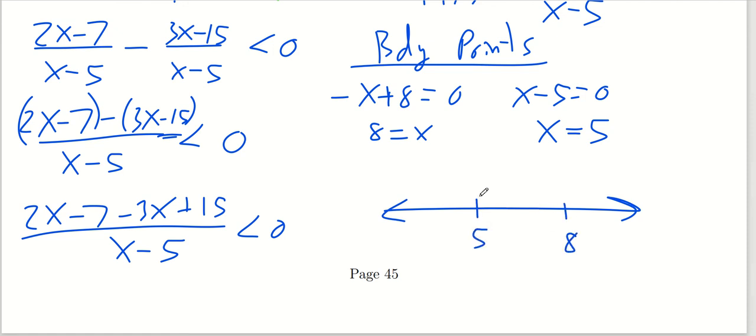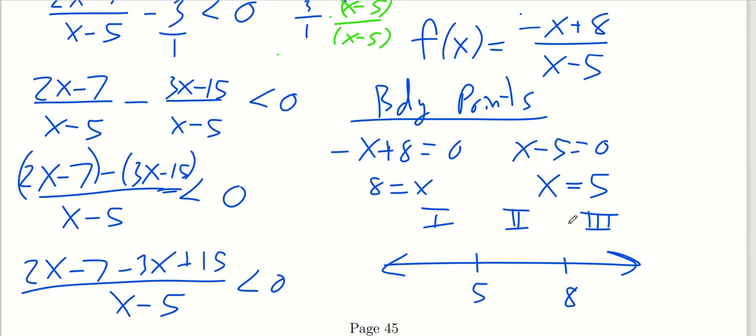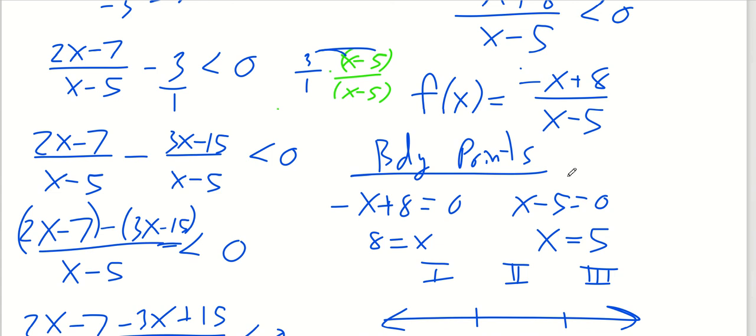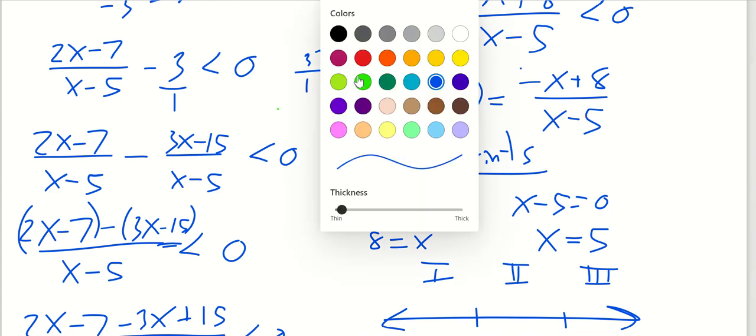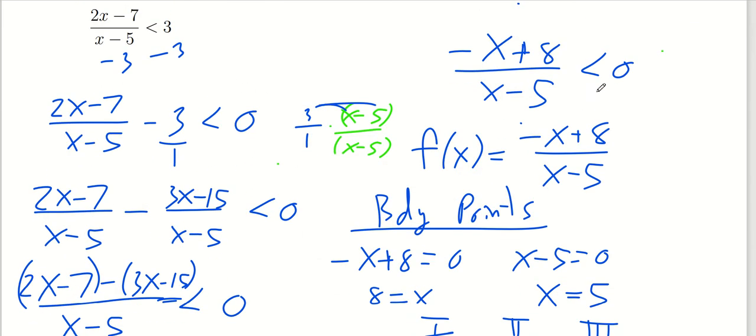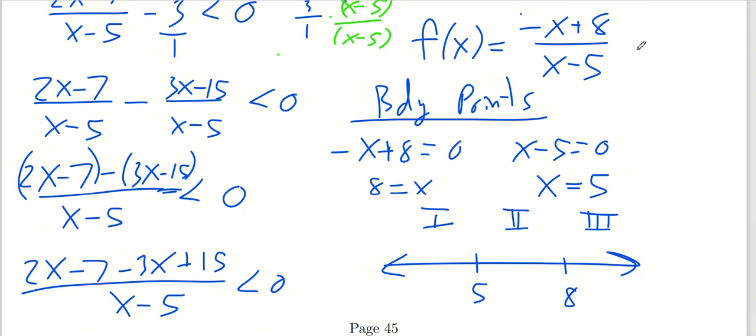Before we go any further, notice that we're going to have three regions: 1, 2, 3. Let's determine whether or not these boundary points can be included. First of all, this one here, x equals 5, that came from a 0 of the denominator, so obviously that won't be able to be included. But furthermore, because it's strictly less than, no boundary points anyway would ever be able to be included because of the type of inequality. So neither of these is going to be included.